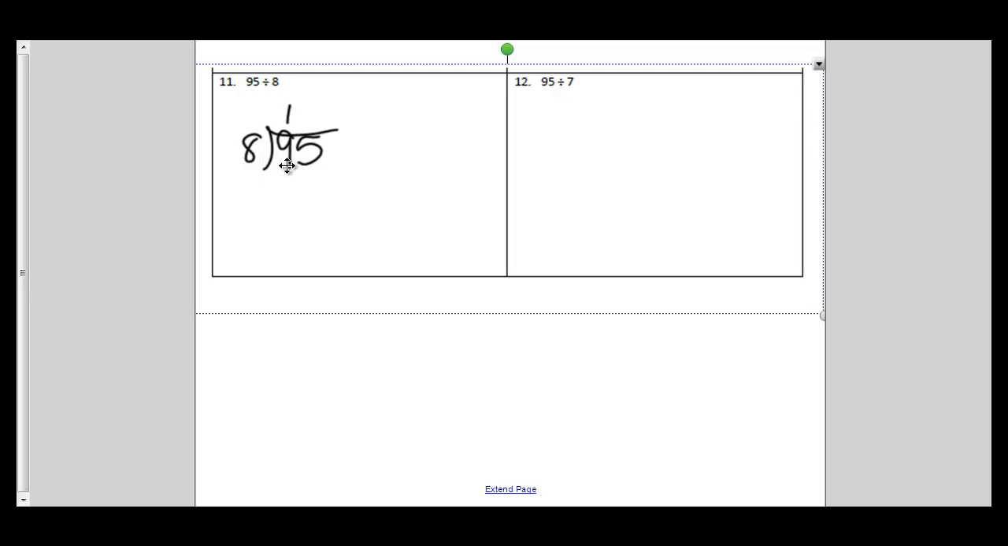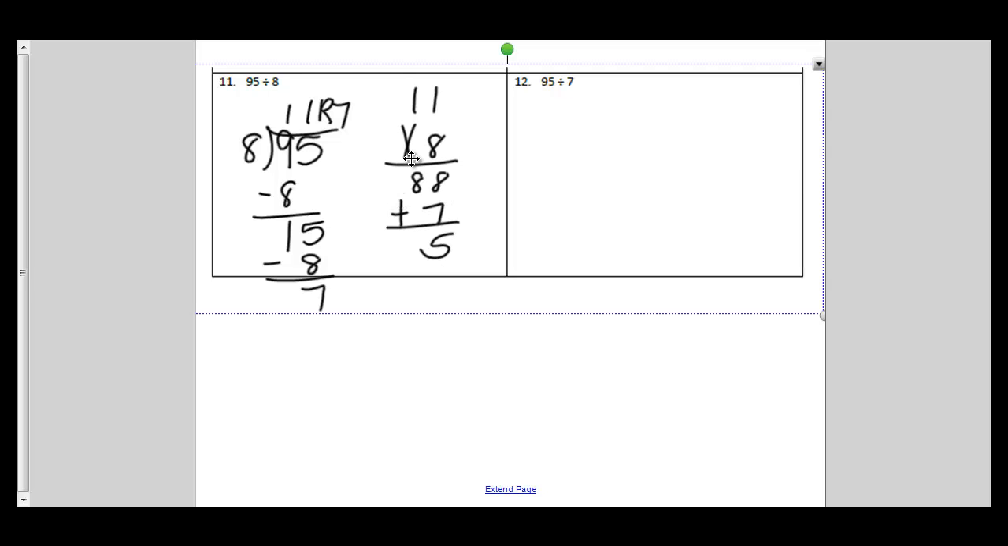There is 1 8 in 9, so 1 times 8 is 8. 9 minus 8 is 1. I'm going to add this 1 ten to 5 ones. There is only 1 8 in 15 because 2 8s would be 16 and that's too much. 15 minus 8 is 7. I have 11, remainder 7. So now I'm going to check. 11 times 8 is 88 plus 7 gives me 95.